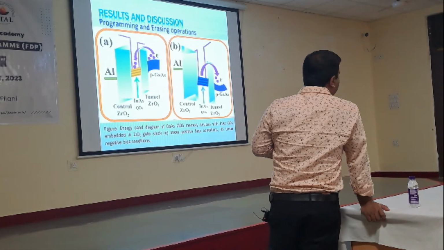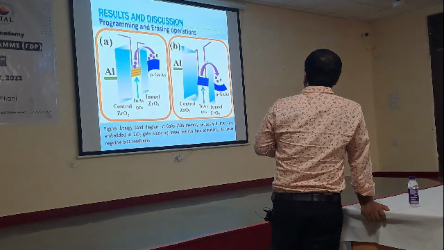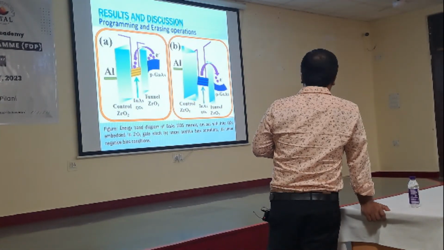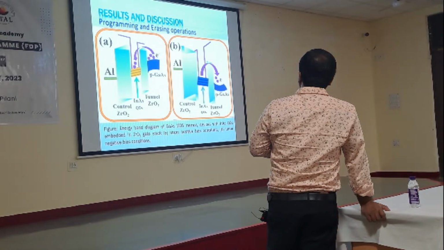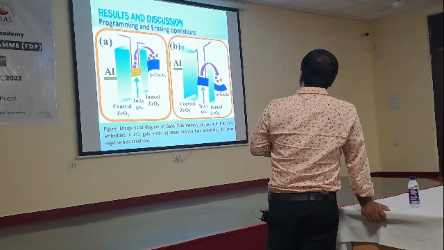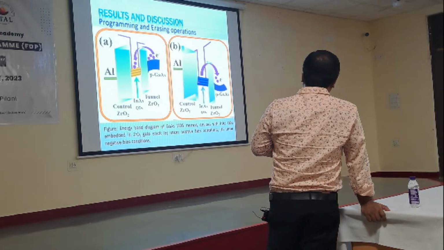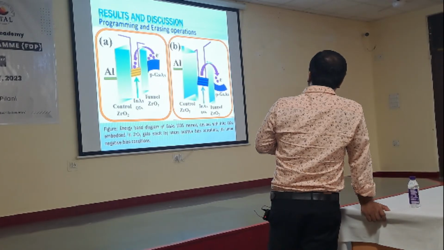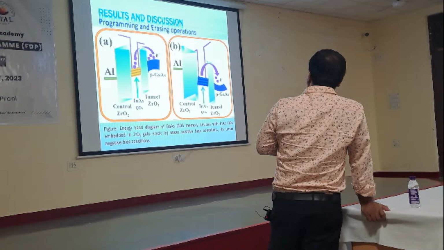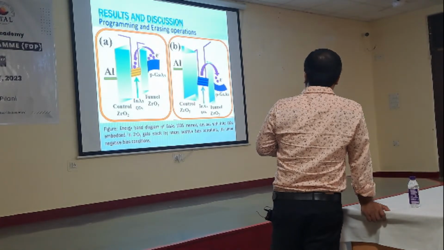Now this is your programming and erasing, this is the schematic. Whenever you apply a positive potential here, all the electrons situated in the gallium arsenide will tunnel through this tunneling oxide and finally reach the indium arsenide quantum dot. Here it will store for some time, that is actually the program state. Whenever you apply a negative potential here, all the stored charges are swept out again. That is the negative bias condition, and that is actually your erasing condition.